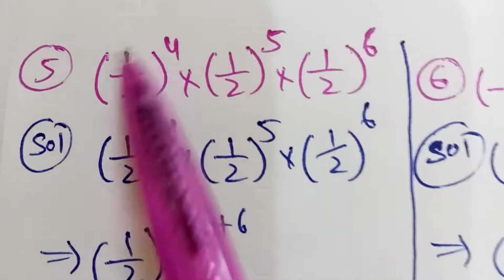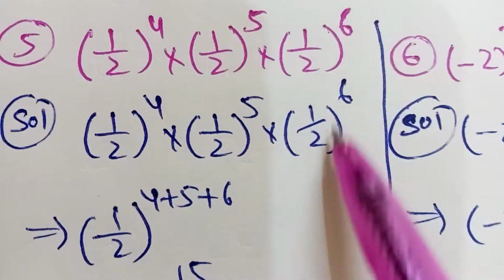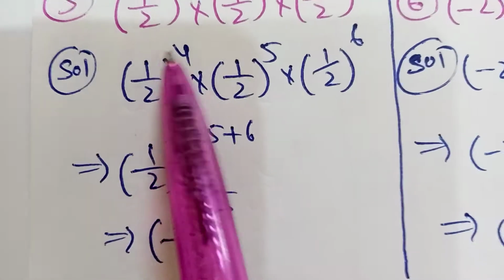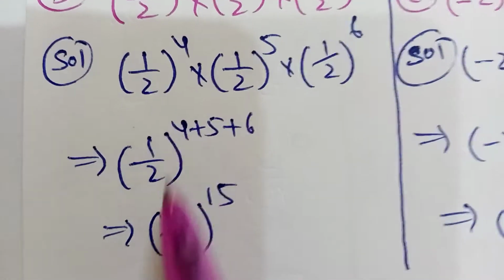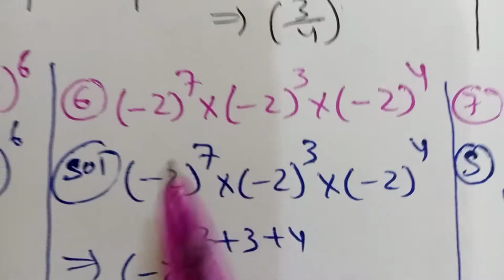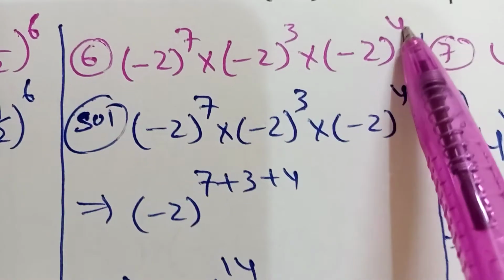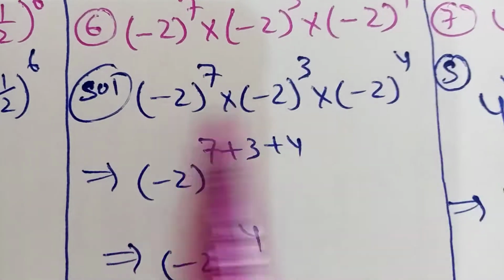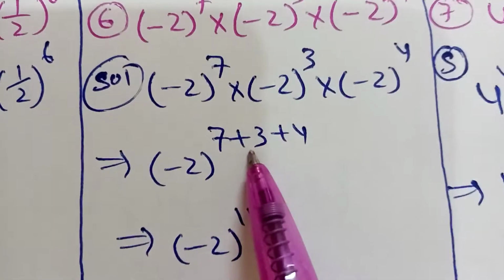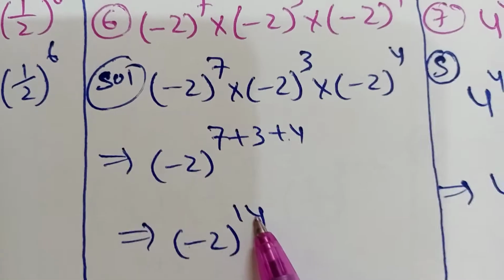Next, (1/2)^4 into (1/2)^5 into (1/2)^6. So bases are same. Write base one time. 4 plus 5 plus 6, so (1/2)^15. Next, (-2)^7 into (-2)^3 into (-2)^4. Bases are same. Write base one time. Power should be added. 7 plus 3 plus 4, (-2)^14.